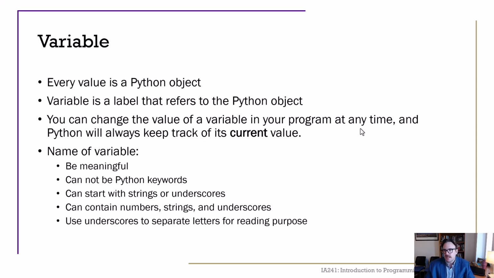Oh, cool. I have some extra slides here. A variable: every value is a Python object. Okay. This is object-based programming or object-oriented programming. So everything is an object. A variable is a label that refers to the Python object. You can change the value of a variable at any time, and this is going to be challenging, right?